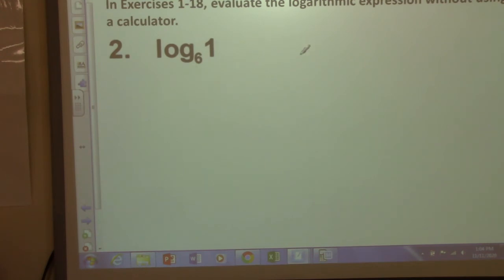Okay, this one here, if I write this as x, what happens with this one here? Okay, we turn it into 6 to the x equals 1. So 6 to the power of x is equal to 1. Can we rewrite 1 as 6 to the power of something? We can write this as 6 to the power of 0, so x is equal to 0. So 0 is our answer to this one.